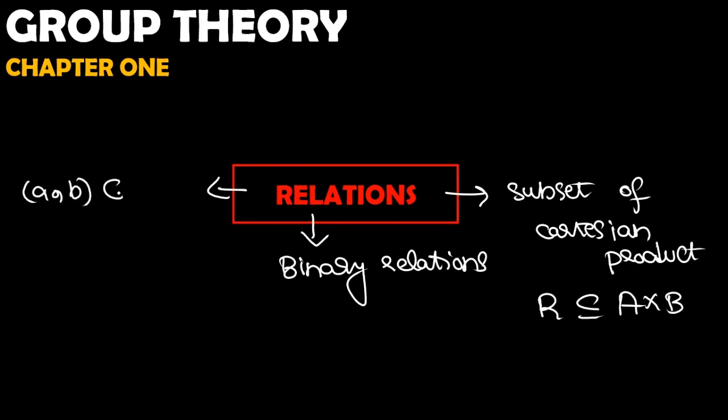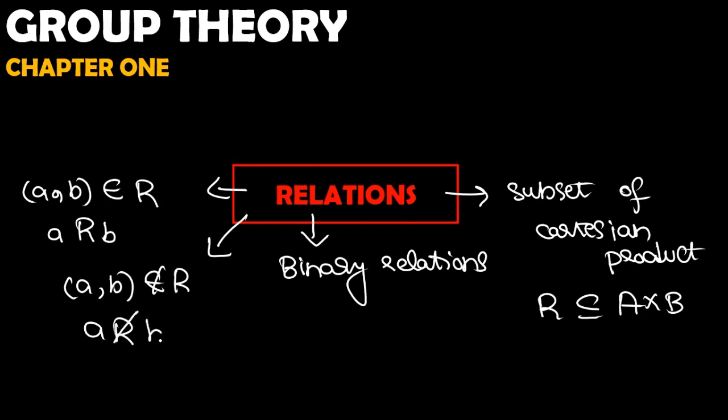And it is a relation if any ordered pair (A, B) belongs to R. It means A and B are related to each other, and you can also write it as this. It means A is related to B. If not, then it is written as (A, B) does not belong to R, and also written as A is not related to B.